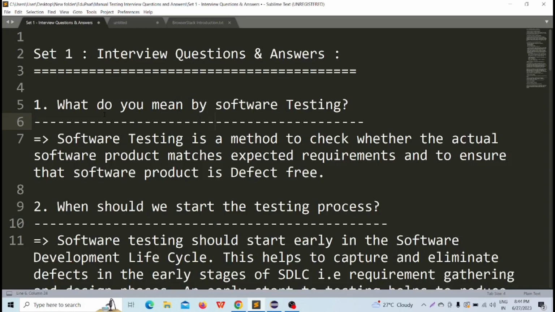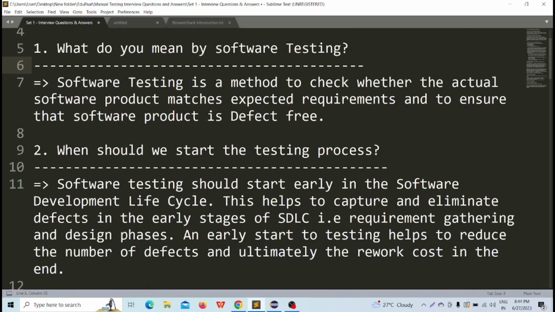So what does software testing say? Software testing is a method to check whether the actual software product matches the expected requirements and to ensure that the software is defect free. That is called software testing, meaning whether our expected result is equal to the actual result or not. That is what is meant by software testing.